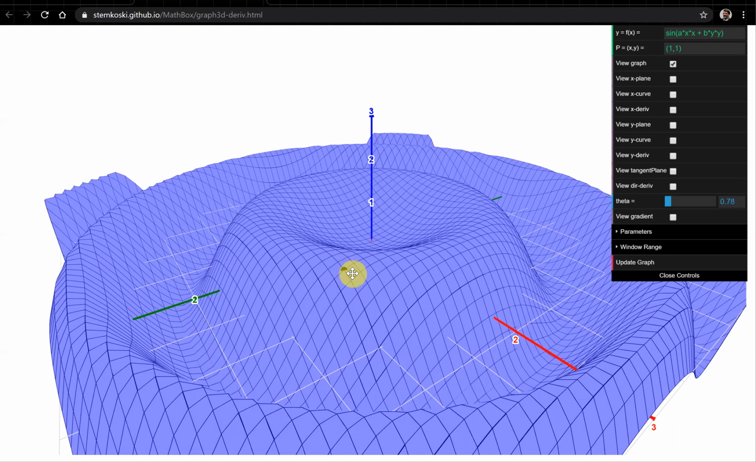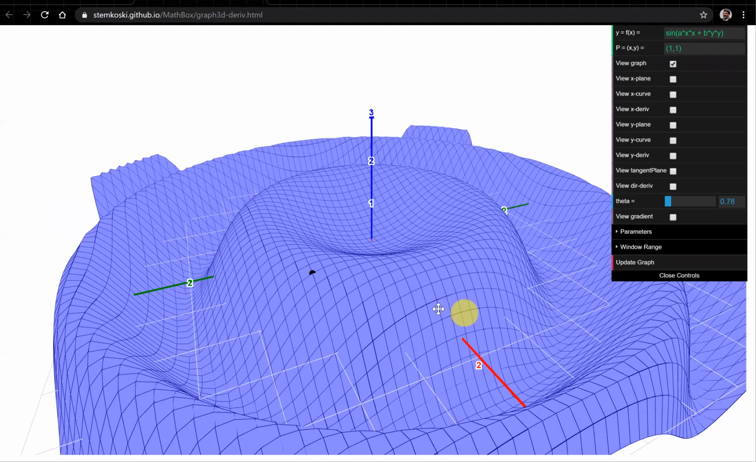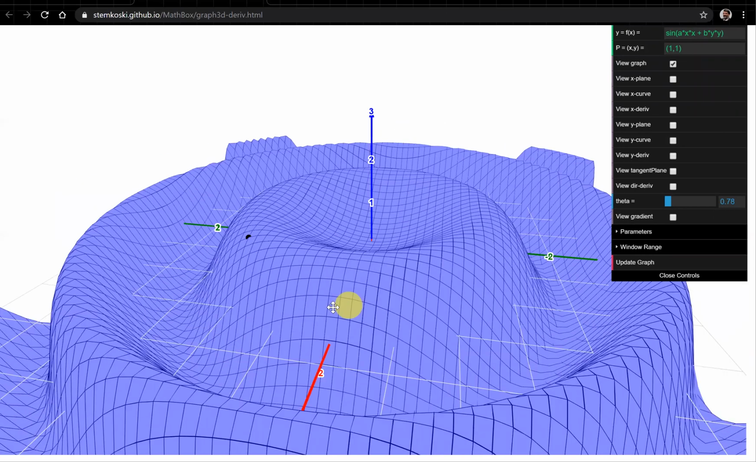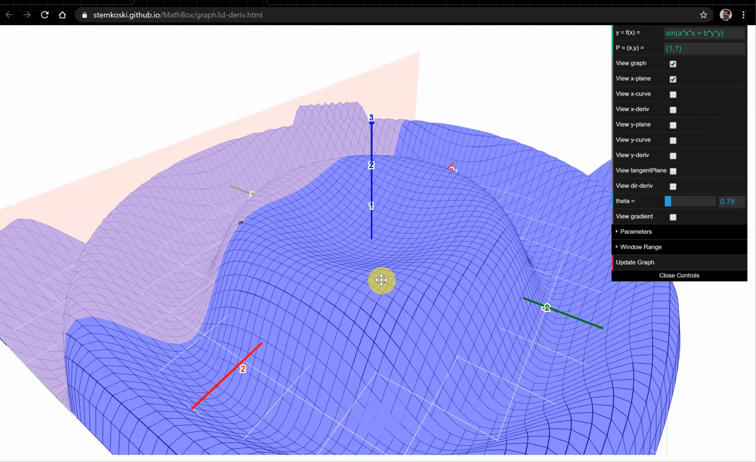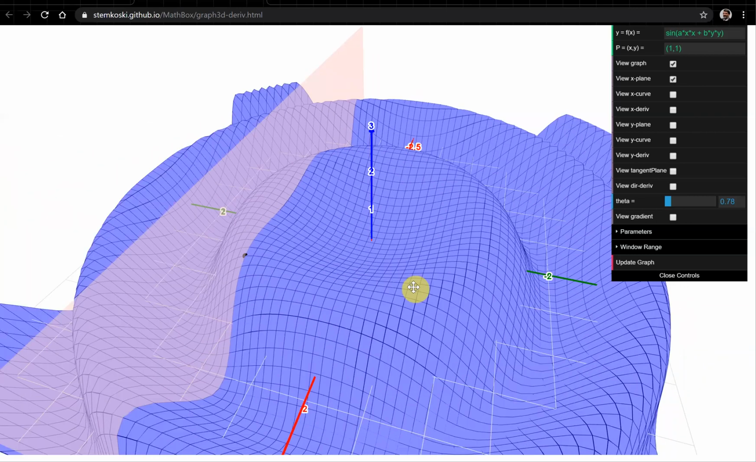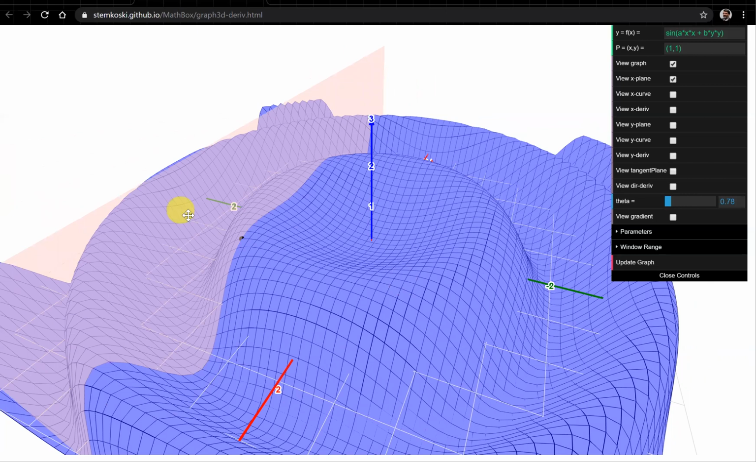So I'd like to calculate the slope. And again, there's multiple slopes. But first, let's calculate the slope in the x direction. So I've rotated the graph. The x direction is going from the lower left of your screen to the upper right. So again, the way I think about this is x is allowed to vary and y is being held constant. So I'm going to go ahead and add a plane, a light red transparent plane here.